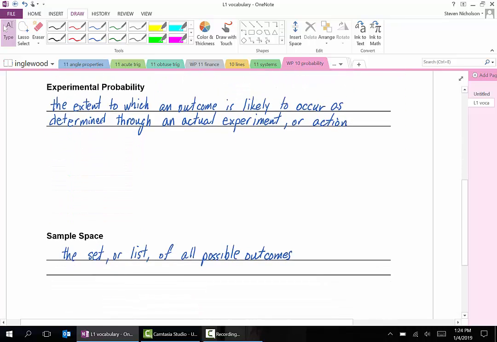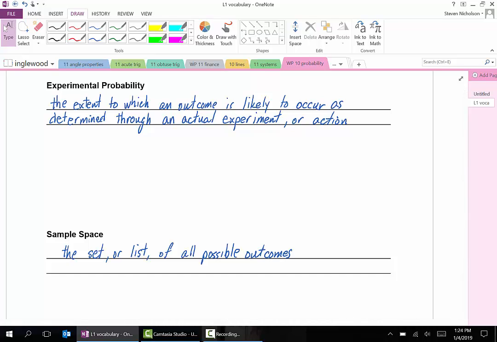Okay, experimental probability. Again, pause the video and write down the definition. Experimental probability is the extent to which an outcome is likely to occur as determined through an actual experiment or action. So this is kind of the same as above, but not exactly. So here would be our little formula.